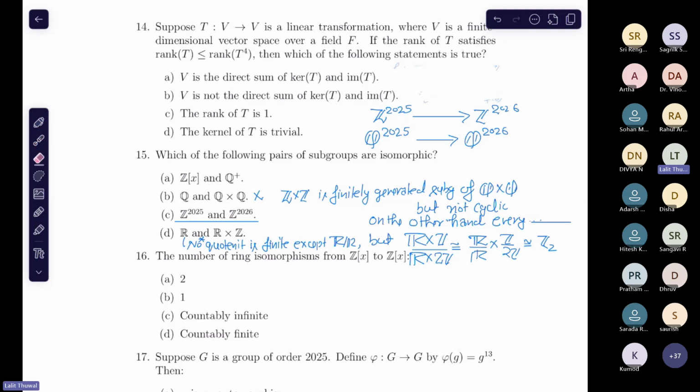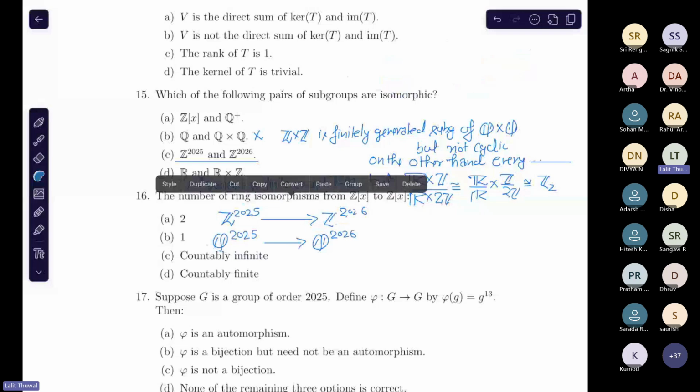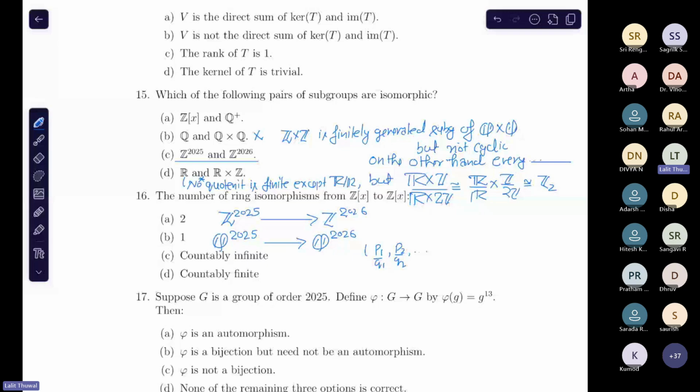So what do you do? See, let me remove it from here. Let me write it here. Shift your focus here. So suppose you have something like this: p1/q1, p2/q2, dot dot dot. You will send this to this, and this will go to... right. Yeah, okay, wait.